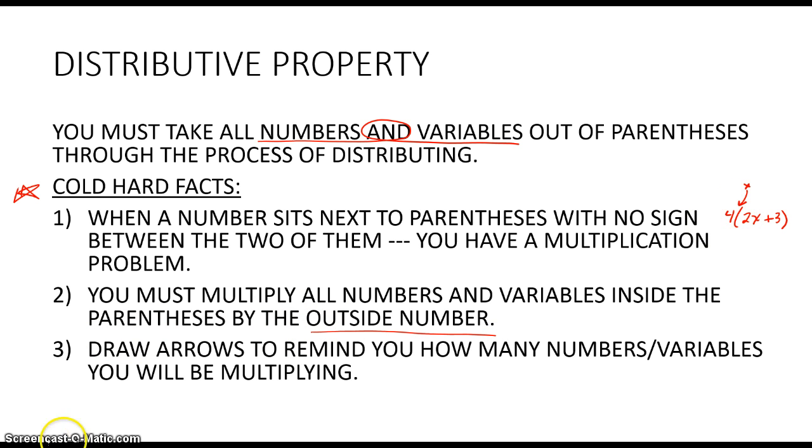So now I would take 4 times 2x and 4 times 3. By drawing arrows as in step number 3, it reminds me how many numbers or variables I will be multiplying. 4 times 2x is 8x, 4 times 3 is 12, and I connect them with what was connecting them in the original parenthesis.